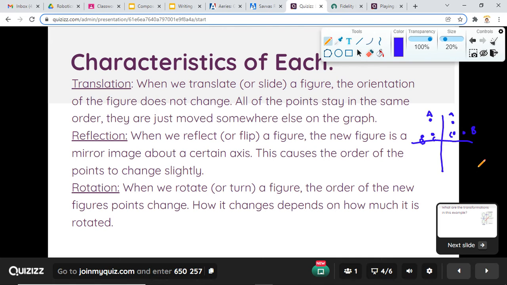Next is a rotation. When we rotate or turn a figure, the order of the new figure's points changes. How it changes depends on how much we rotate.